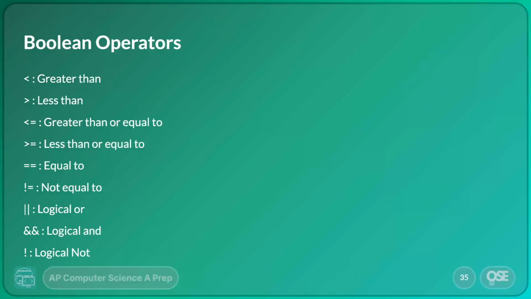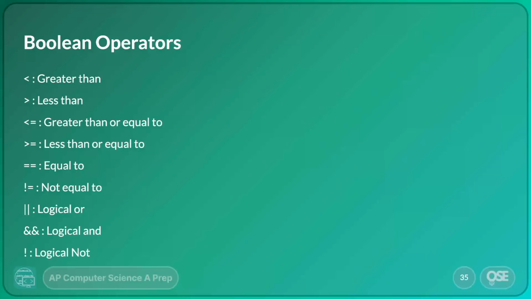The double equal sign represents the equals to operator, which can be used to check if two values are the same. Exclamation mark equals is the not equal to operator, and that can be used to check if two values are not the same.